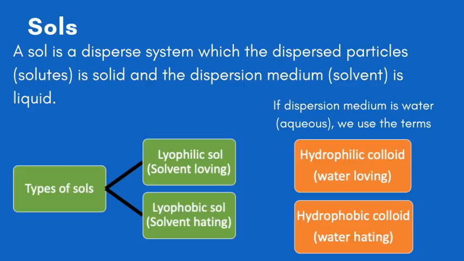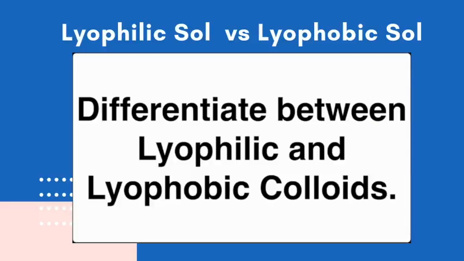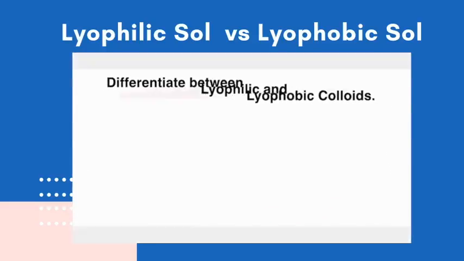In the case where the dispersion medium is water or aqueous, a different term will be used. Lyophilic sol is changed into hydrophilic colloids, which is water-loving. By definition, hydro is water, so if the dispersion medium is water, it is called hydrophilic colloid. Now we will learn how to differentiate between lyophilic and lyophobic colloids.